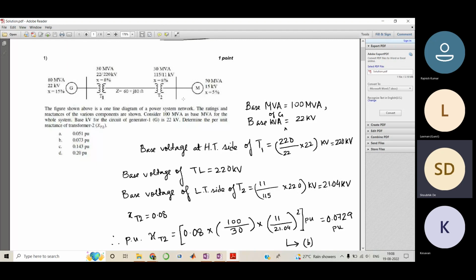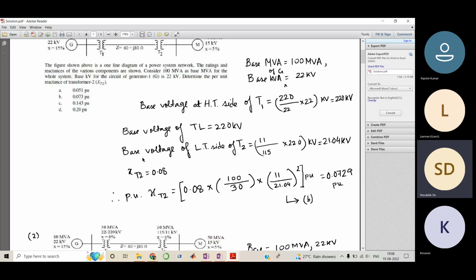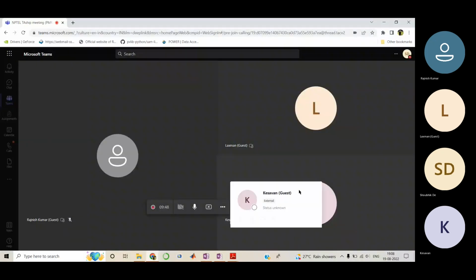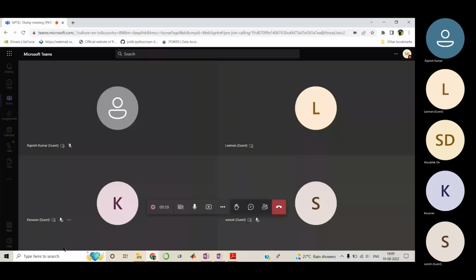So old voltage rating was 11 and the new one is 21.04. So we do this 11 by 21.04 whole square. This is very simple. We get 0.0729 per unit, which is your option B. So 0.073. So this is question number 1. I hope this was clear. If you guys have any doubt, you can just raise your hand and speak up. Otherwise, we'll go to the next problem.